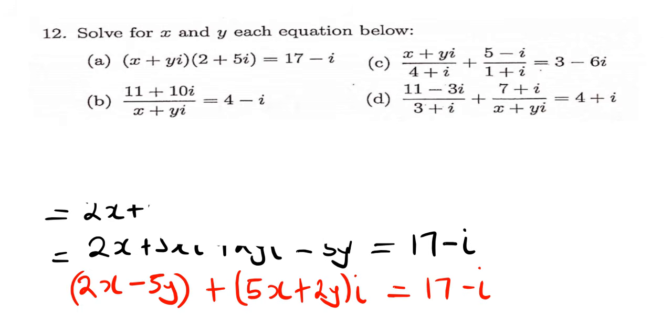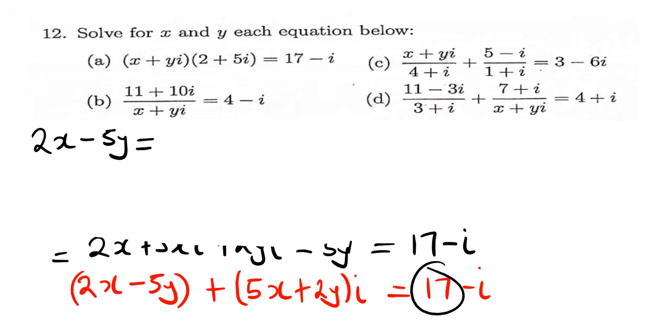Allow me to wrap that part. Now that we've wrapped that part, we're going to set the whole thing equal to 17 minus i, but first we get the real part. The real part is 2x minus 5y. This will be equal to the other real part, which is 17.